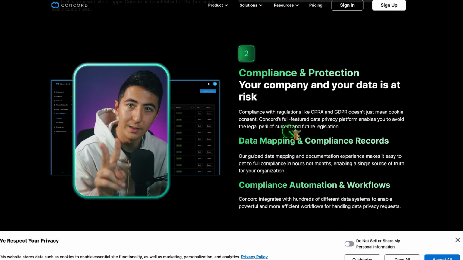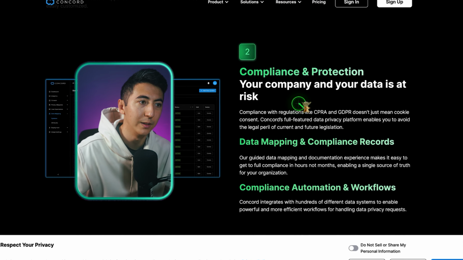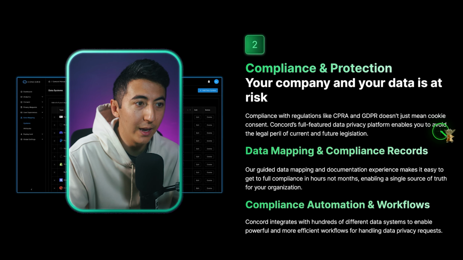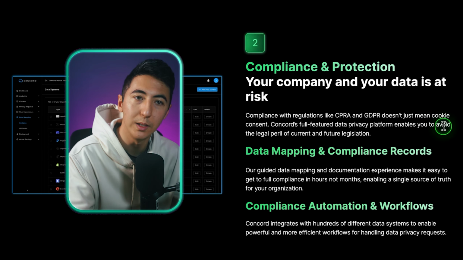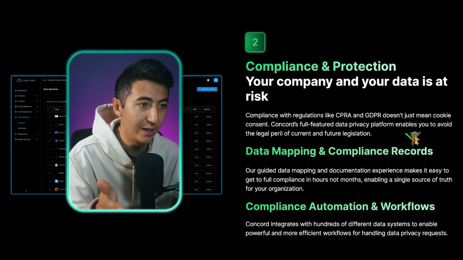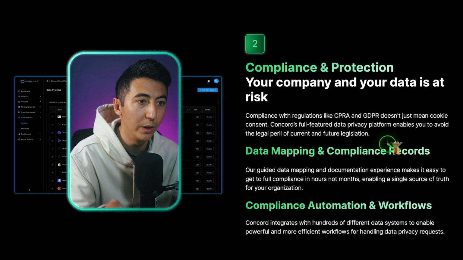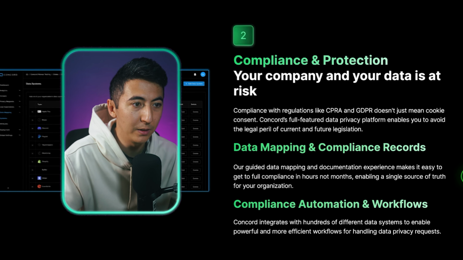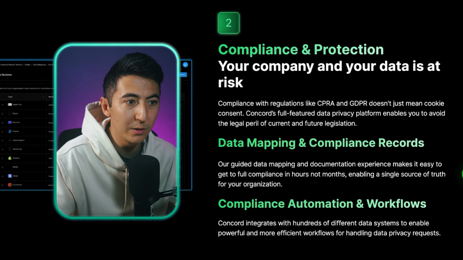Second thing is compliance and protection. So your company and your data is at risk. Compliance with regulations like the CPRA and GDPR doesn't just mean cookie consent. Concord's full-featured data privacy platform enables you to avoid the legal peril of current and future legislation. Their guided data mapping and documentation experience makes it easy to get full compliance in hours, not months, enabling a single source of truth for your organization.